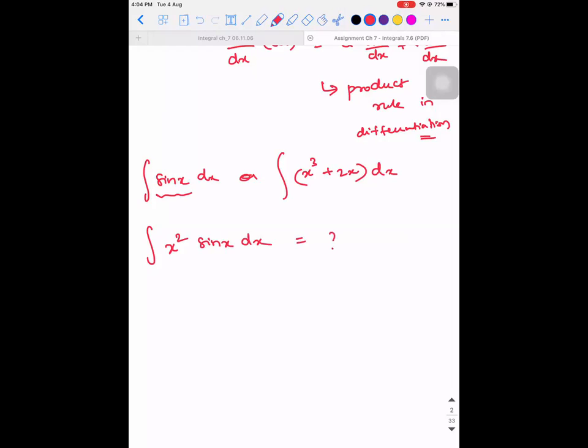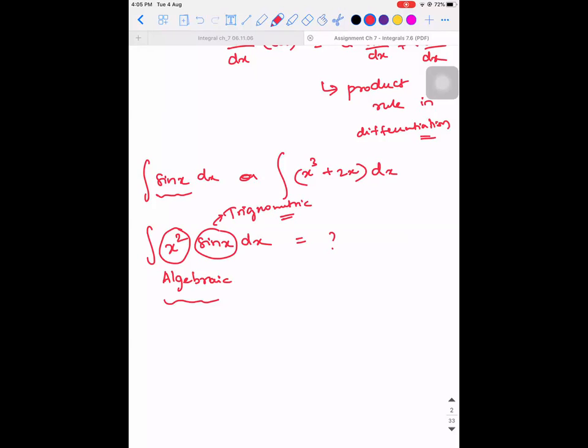If you observe this, there is neither purely an algebraic function nor a trigonometric function. But what is happening in it? It is a product of an algebraic and a trigonometric function. So when you face these kinds of functions, how are we going to integrate them is the question. For solving these kinds of problems, we need a tool which is called integration by parts.